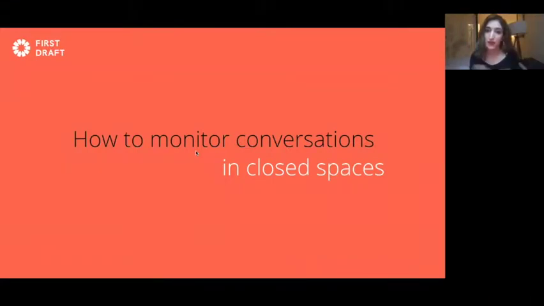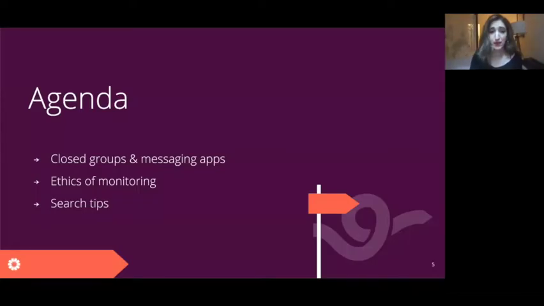We are going to talk about how to monitor conversations in closed spaces today. If you're not familiar with us, we are First Draft. We are a global nonprofit that has bureaus in the UK and Australia and New York City. We help provide tools and knowledge for people and organizations to fight harmful and misleading information. So today we're talking about how to monitor in closed spaces.